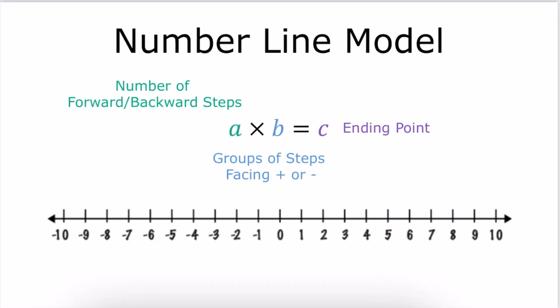And you can also do a number line model. So in a number line model, you can have the first number represent the number of forward and backward steps. So forward steps if it's a positive number, backward steps if it's a negative number. And then the second number will be how many groups of those steps you'll be taking. And the positive or negative of that number will determine whether you're facing the positive direction of the number line or the negative direction of the number line.